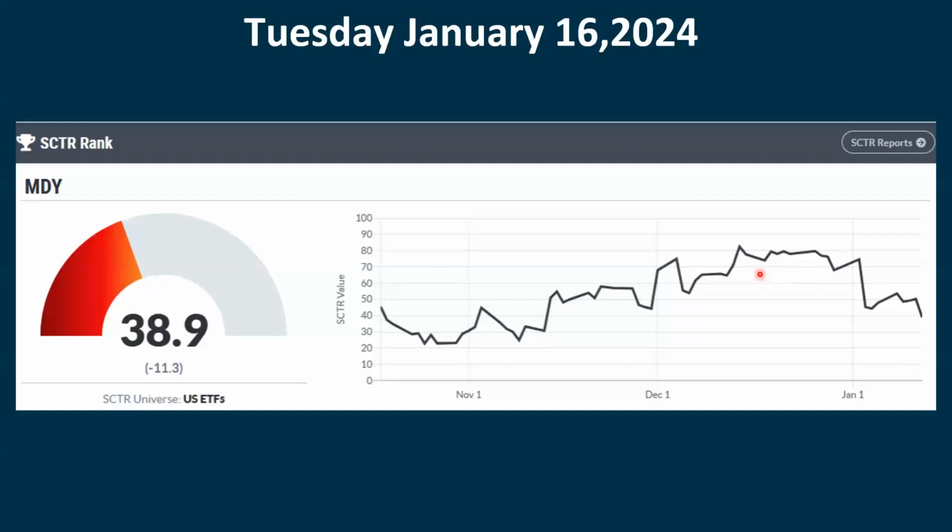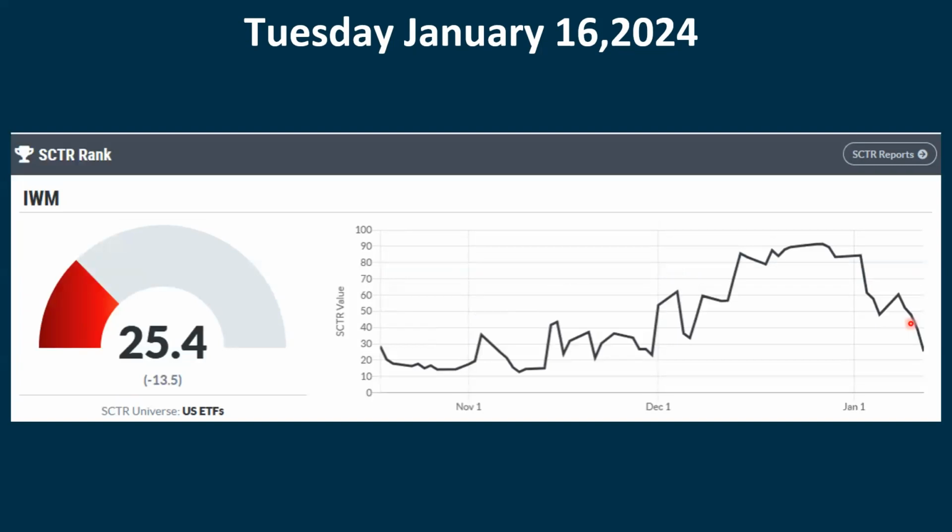The mid caps were doing really well. We got up into the 80s here in December, but now we're really dropping back off, and we're getting a score of 38.9. And then the small caps were also getting up into the 90 range, and it looked like they were doing really well. Well, they've been chopping sideways, giving some of their gains back, and so their technical chart has really been showing a lot of weakness. We're now coming in with a score of 25.4.